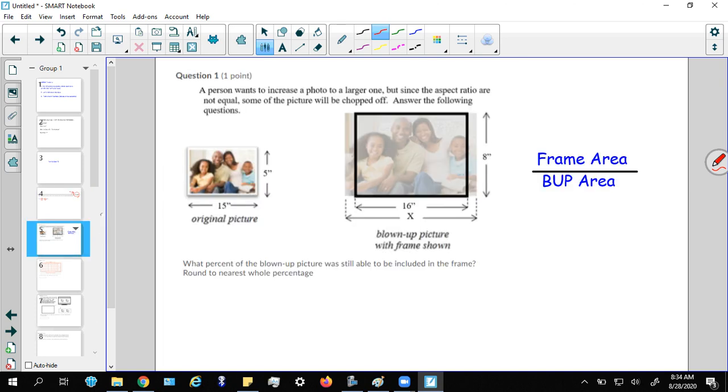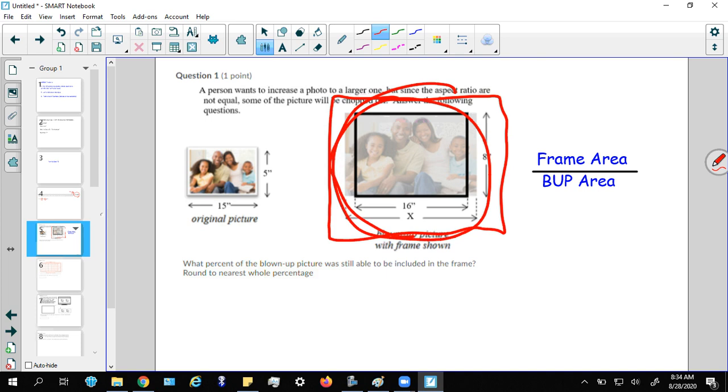Question number 1. A person wants to increase a photo to a larger one, but since the aspect ratios are not equal, some of the picture will be chopped off. Answer the following questions. All right, so what we have here is, if you notice over here to the right, you have a photo that is outside the frame rectangle. So the frame is the big, bold X here, or rectangle. Now, this is where all the information comes from. This is our answer right here, because this is what we're doing.